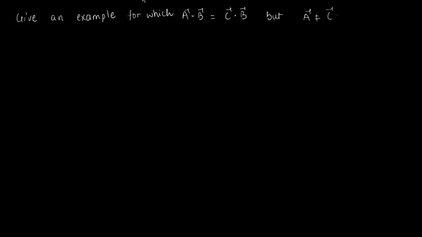Example for which a dot b is equal to c dot b, but a is not equal to c. All of these are vectors. And to gain some insight into this problem, you see that b here is fixed. So you can just draw a certain representation for b. And now you have your two vectors a and c.